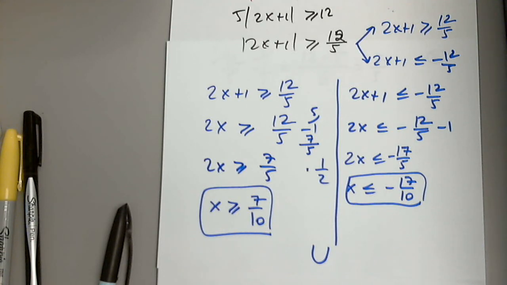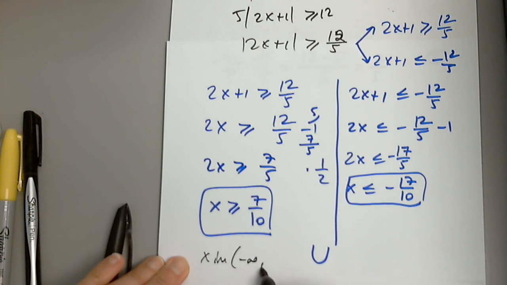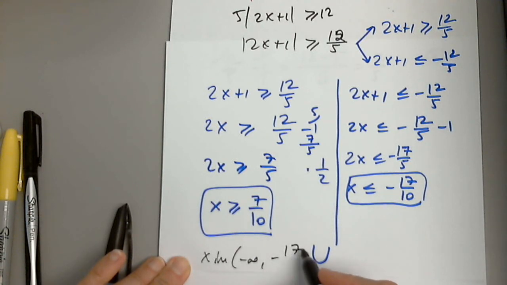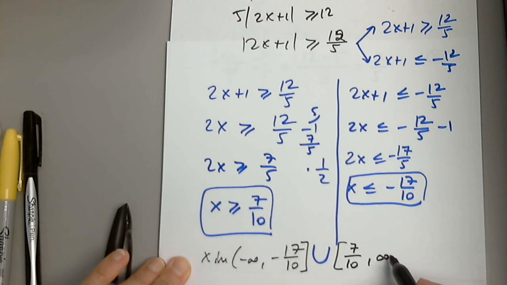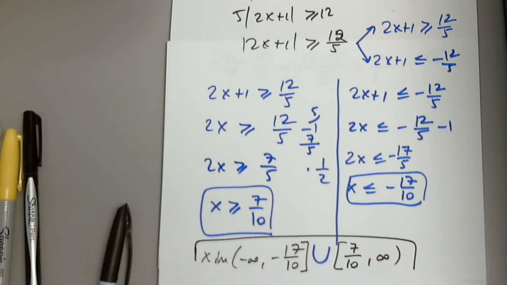So how do I write the solution? X equals parentheses negative infinity, negative 17 over 10 bracket. And then you bracket 7 over 10, infinity parentheses. This is a solution. As you see again, it's not a trivial problem. We had a lot of ins and outs, right? Any questions here? Any questions for me? Yes, please.